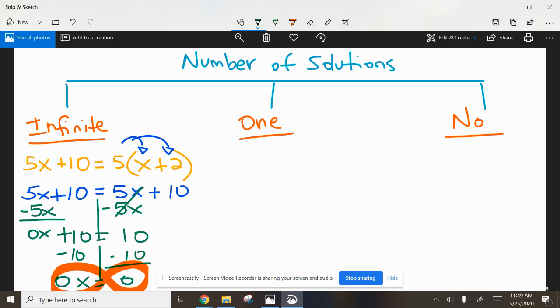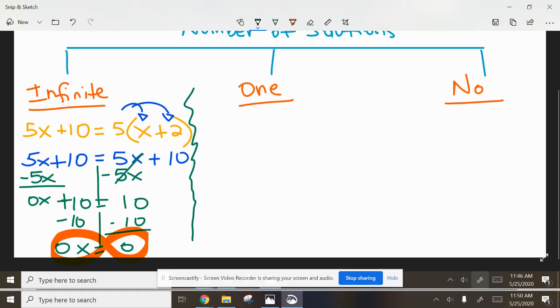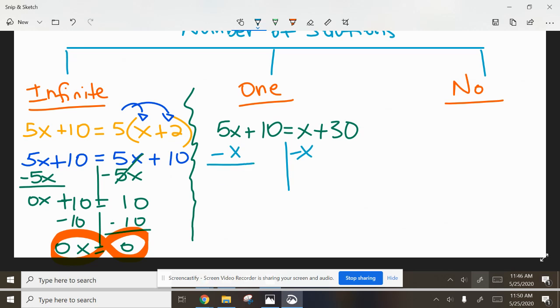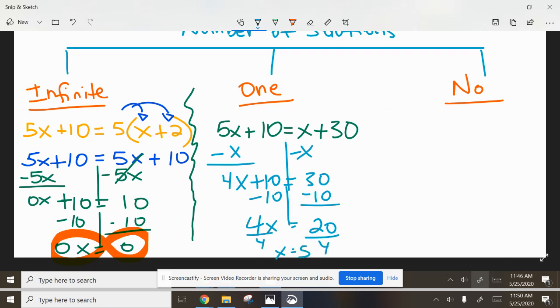Cool. Now, let me slide this over a little. And for this one, let me move this up just a tad. If we're solving this one, we're going to have 5x plus 10 equals x plus 30. And then, as we do that, we're going to go letters to the left. We're going to move our letter over. 4x plus 10 equals 30. And then you move your 10 over. We get 20. 4x equals 20. Divide by 4. You're going to get x equals 5.